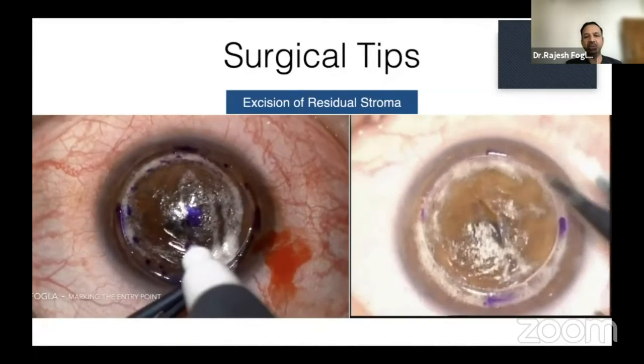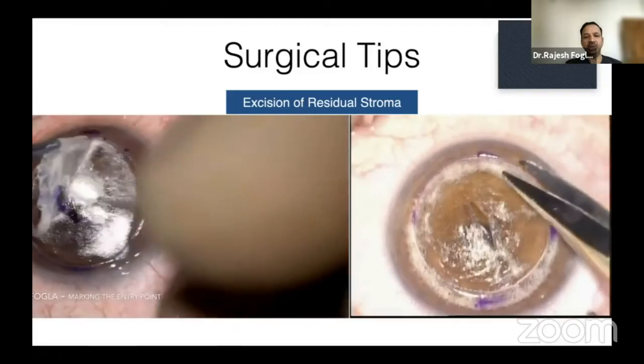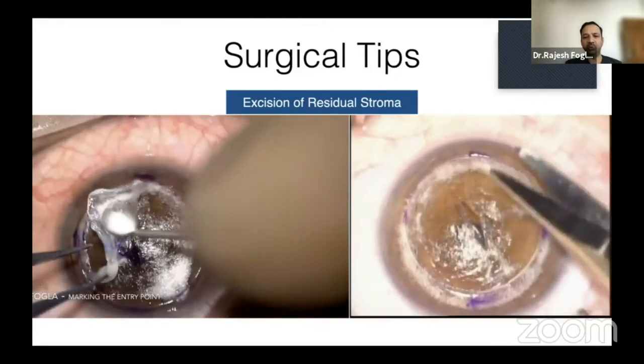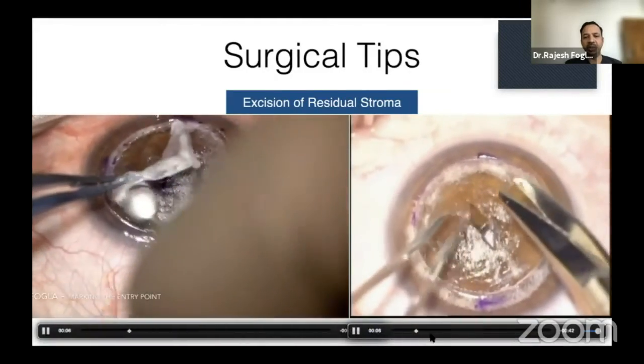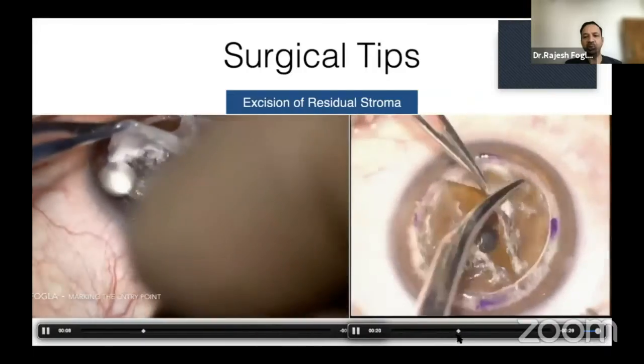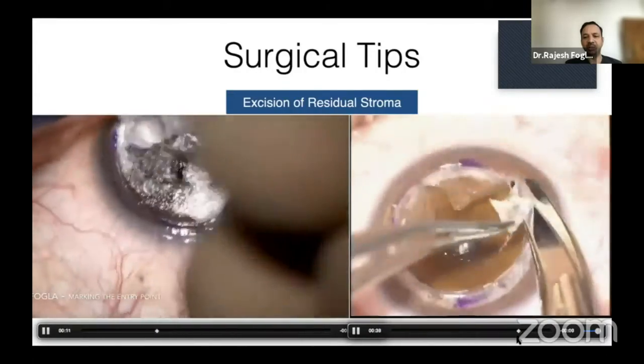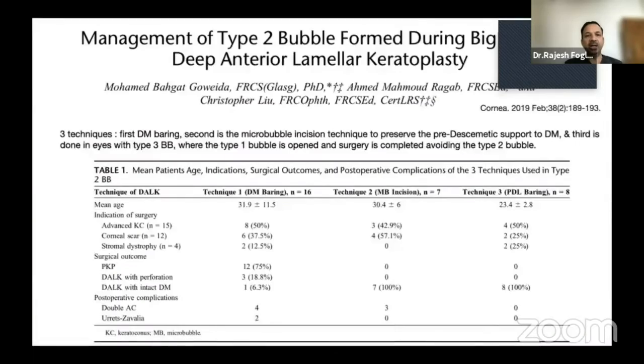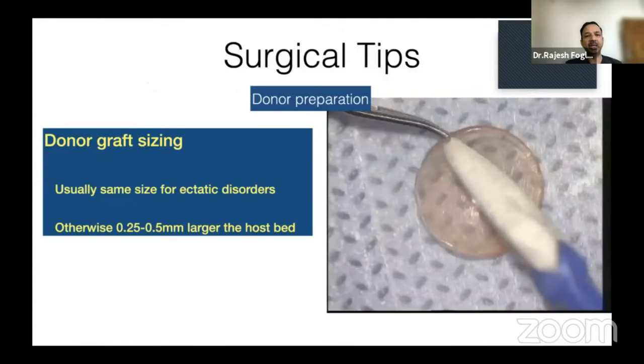You separate the residual stroma into 4 quadrants, and then you can excise it, taking care that you don't perforate the posterior layer. A type 2 bubble ideally should not be deroofed. In this study, they have shown that there is an increased rate of conversion to penetrating keratoplasty whenever you try to bare the Descemet's membrane in a type 2 bubble.